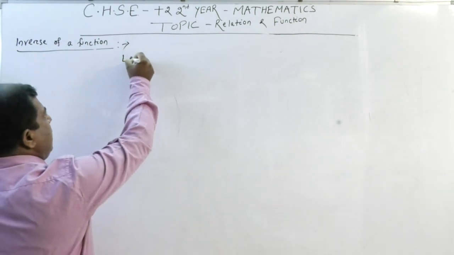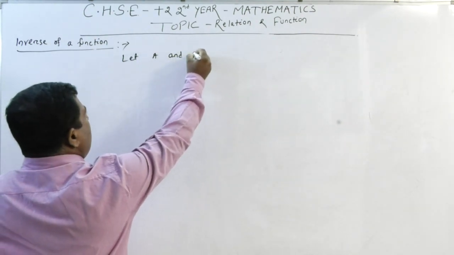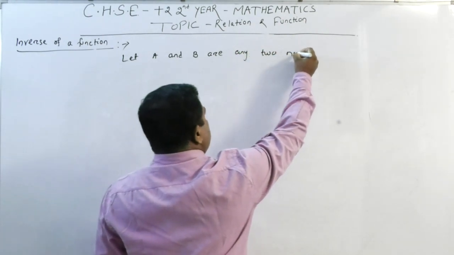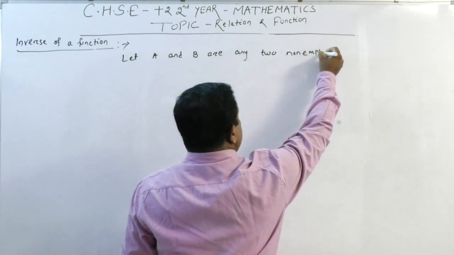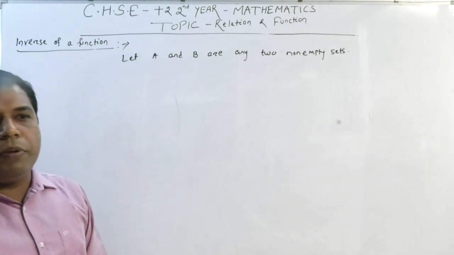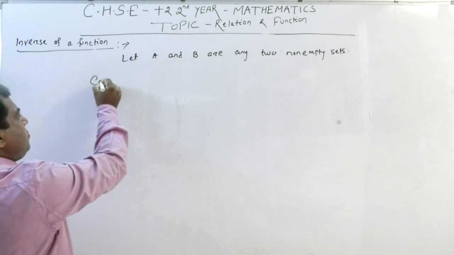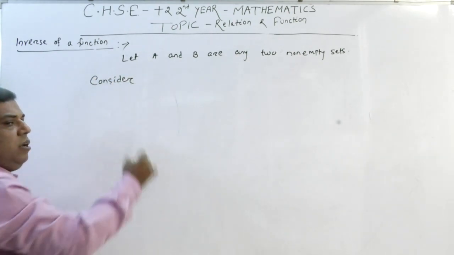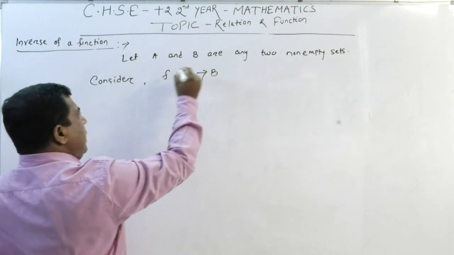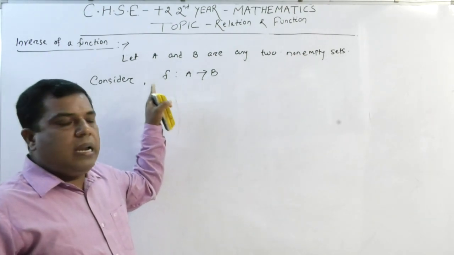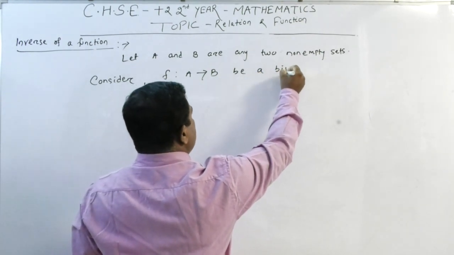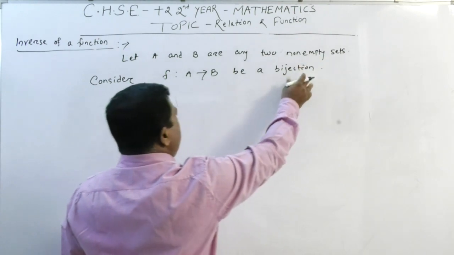Let A and B be any two non-empty sets. Any two non-empty sets means set A and set B have some elements. Consider f from A to B. So f is the function defined from set A to set B, be a bijection, means it is bijective in nature, otherwise the inverse cannot be found.